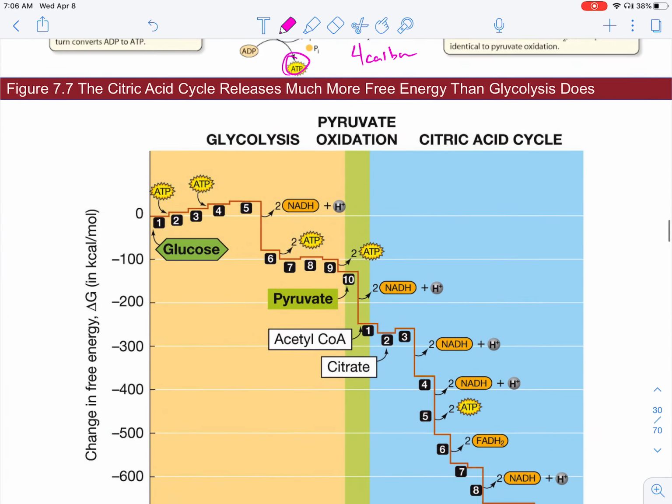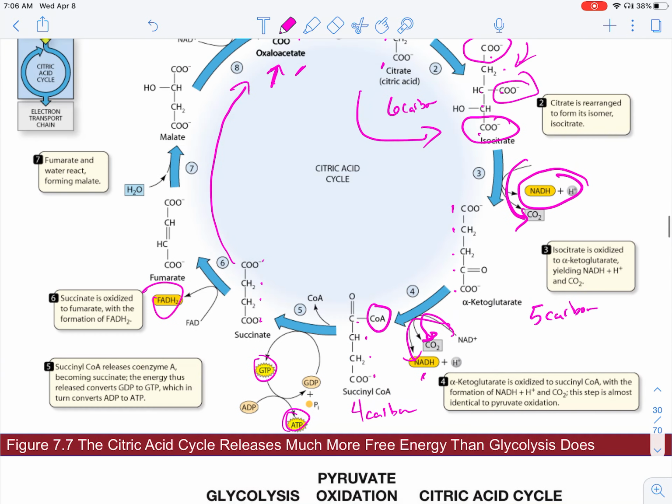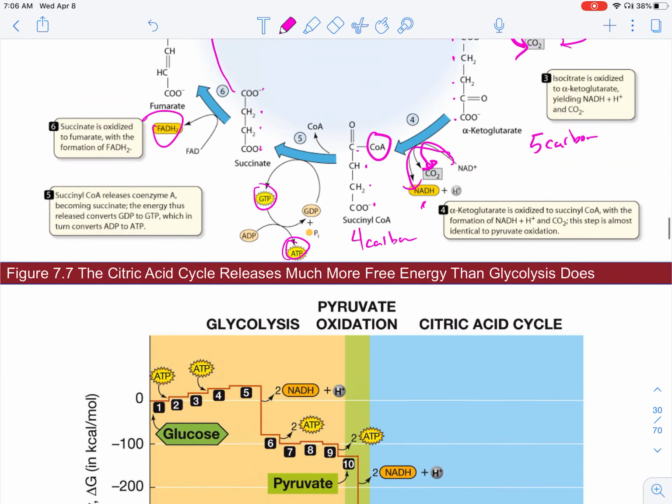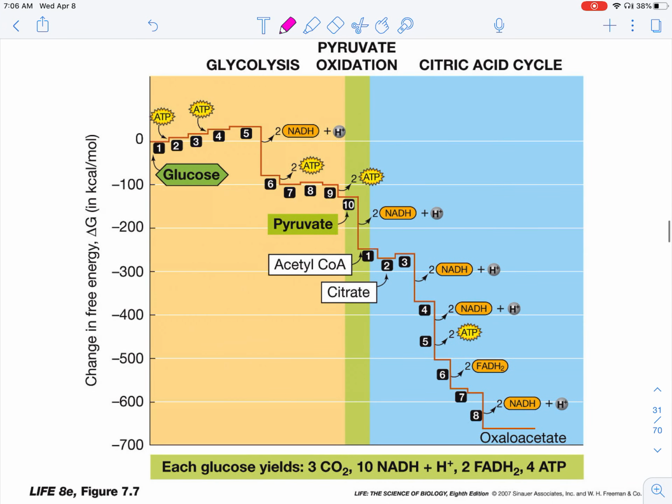The result here is that we have generated all of the carbon. So we've lost all the carbon from that six carbon glucose. Four carbon dioxides are generated here, two in pyruvate oxidation, and we've generated a bunch of reduced electron carriers.